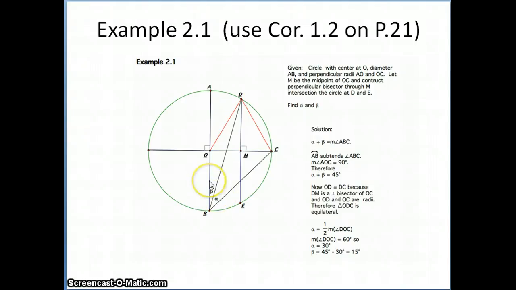And then we know alpha plus beta is 45 degrees. That means beta is 45 minus 30, that's 15 degrees. So in this problem, we used a lot of things we learned. First of all, the inscribed angle is half of the intercepted arc, and any arc's measure is the measure of the central angle. That's the definition.